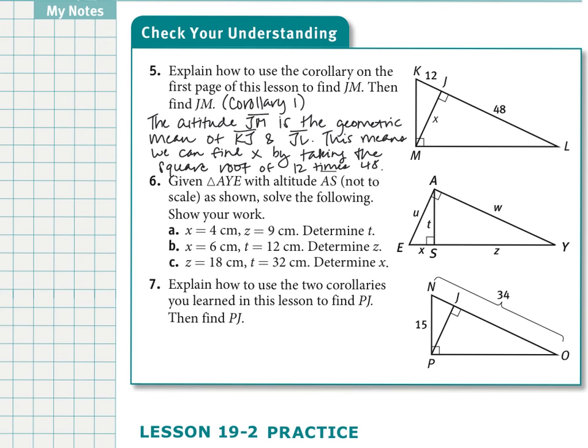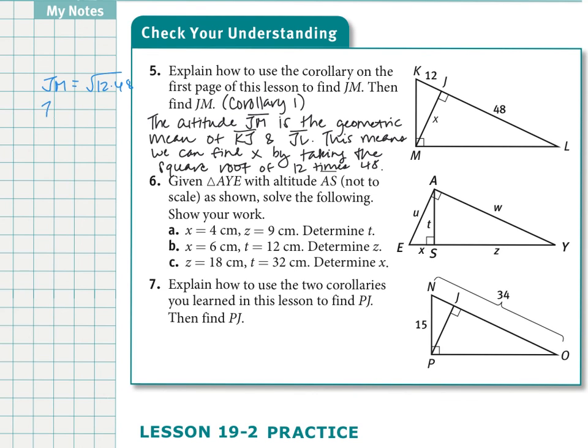All right, so here's what I responded as my answer. I know we're looking at corollary 1, so that's the altitude of JM is the geometric mean of KJ and JL. So this is the geometric mean of KJ and JL. So this means we can find out what x is by taking the square root of 12 times 48. So that's exactly what we're going to do. We can go ahead and do that in the margin. So we know to find JM, the length of that, we take the square root of 12 times 48.